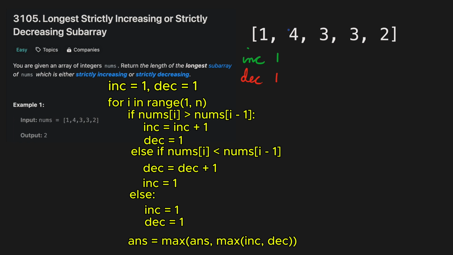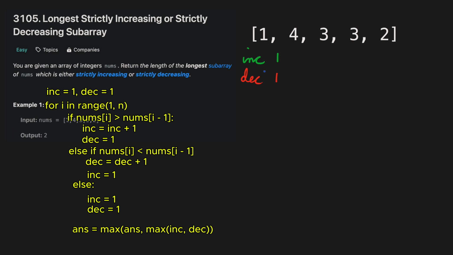Now let's see this in action. We set the increment counter and decrement counter to 1, and also let's set answer also equal to 1 because it will be maximum of either of them. And then we start from index equal to 1. Why? Because we want to compare each element with the previous element. So to avoid index out of bounds, we start with index equal to 1.